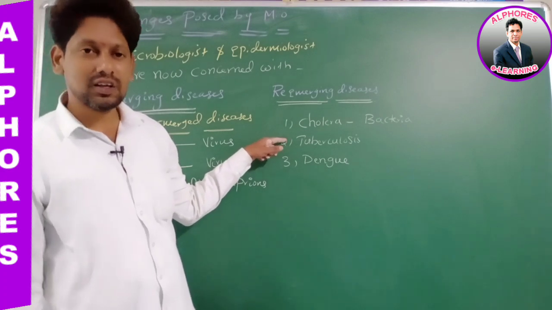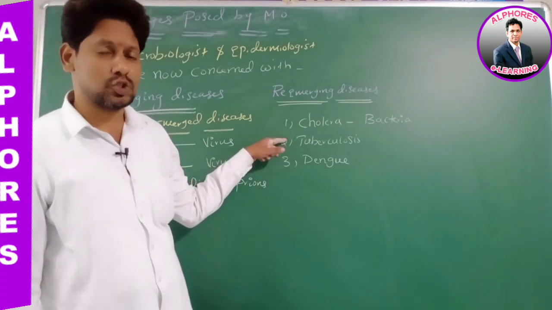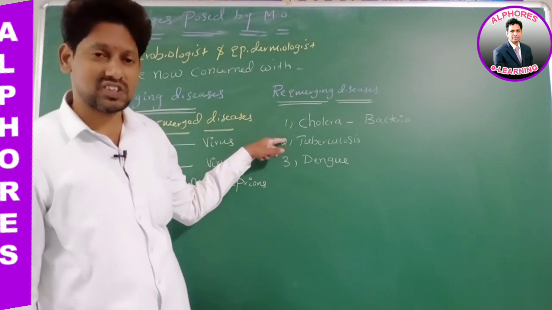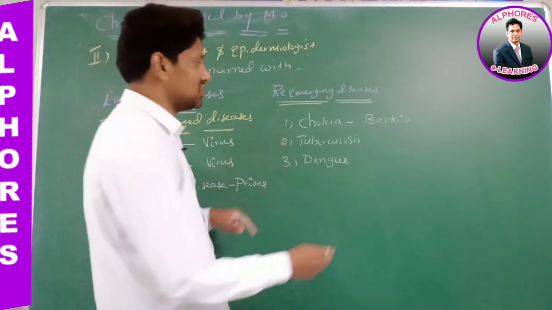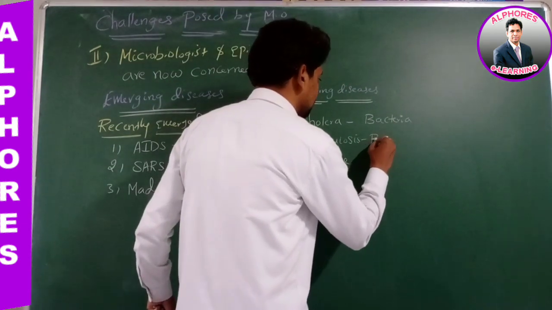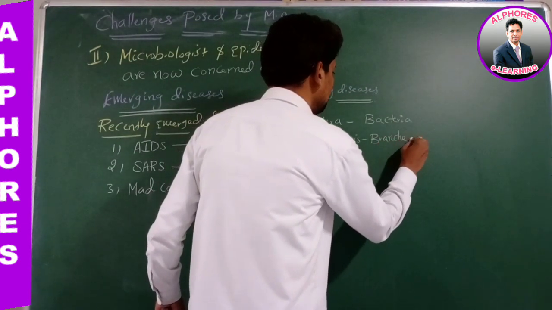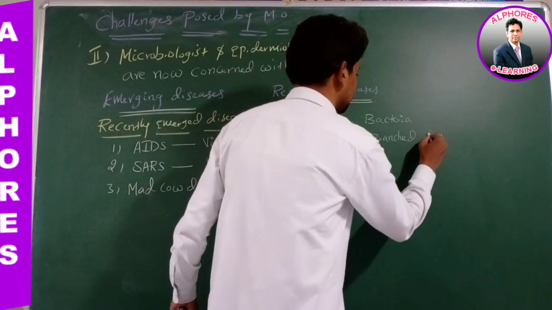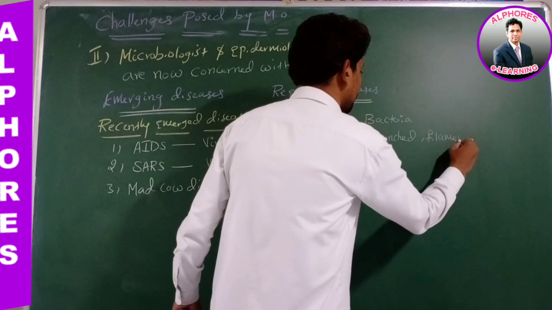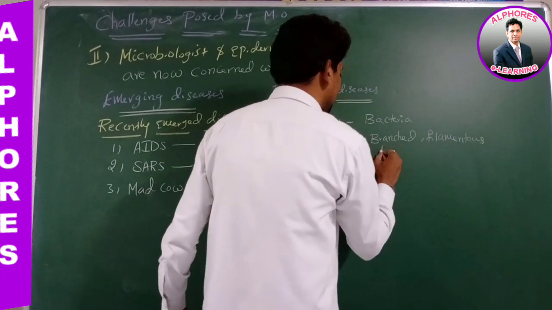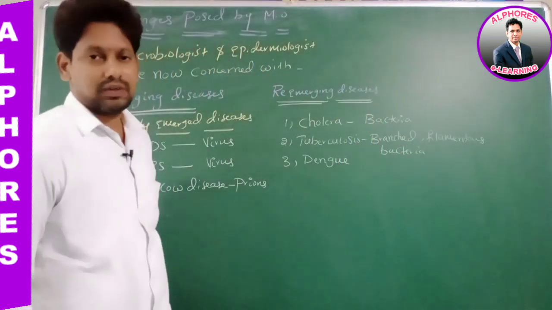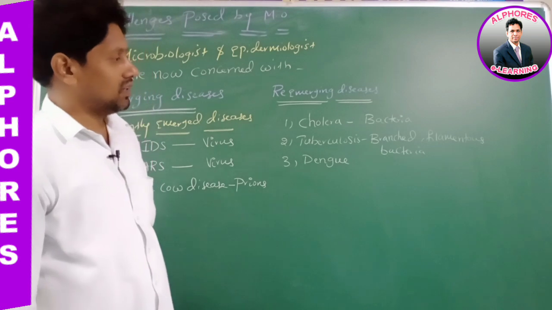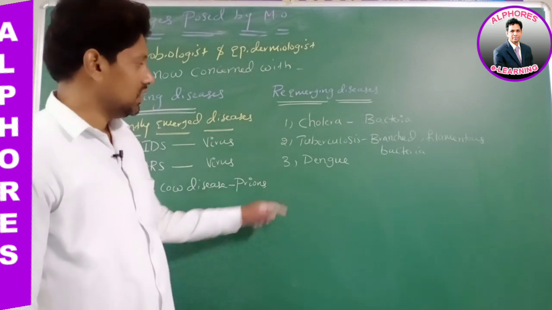What is the second one? Tuberculosis. Tuberculosis is caused by Mycobacterium tuberculosis. Mycobacterium tuberculosis is a branched filamentous bacteria. Branched filamentous bacteria come under what? Actinomycetes, right? Is it okay? Right. Go for the third one.